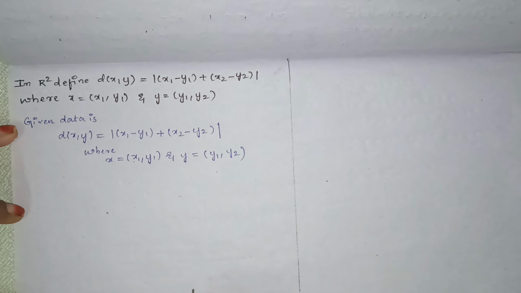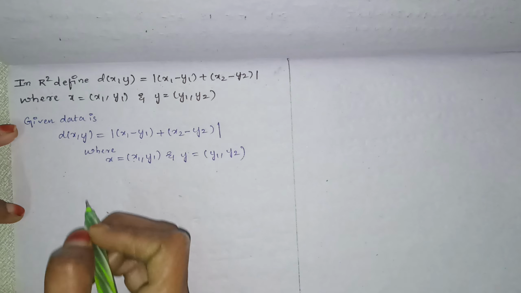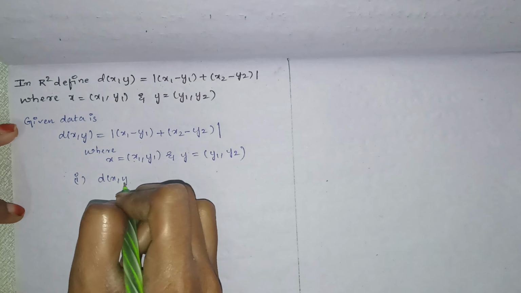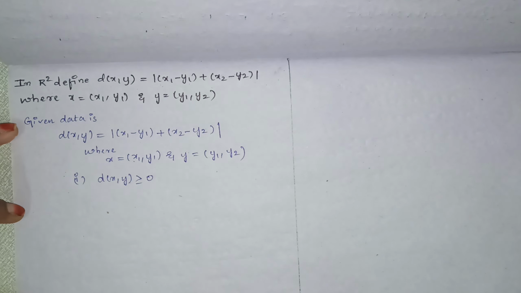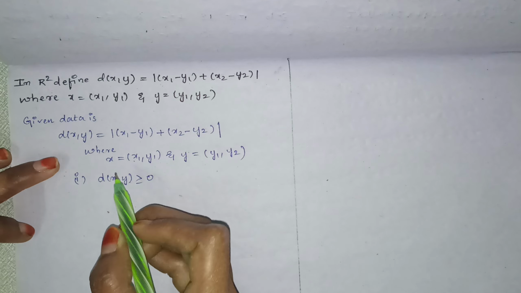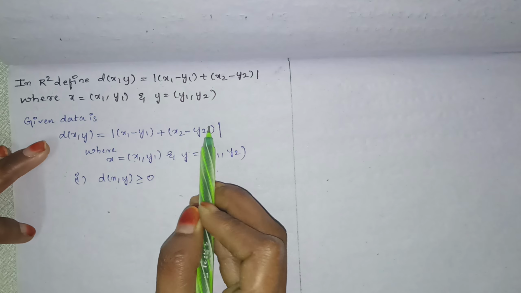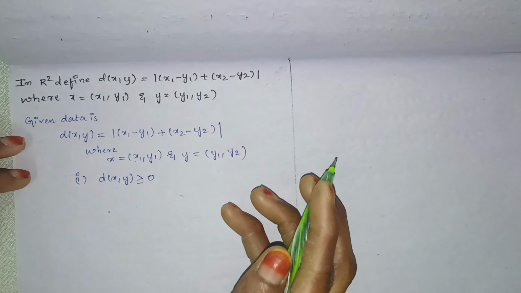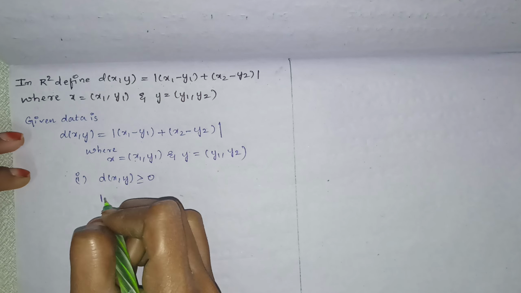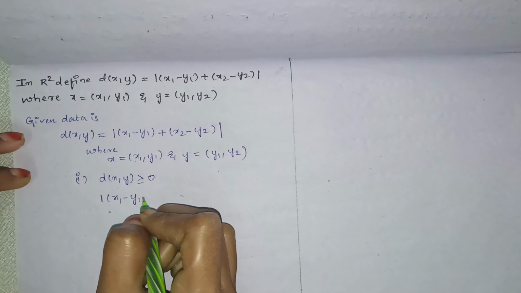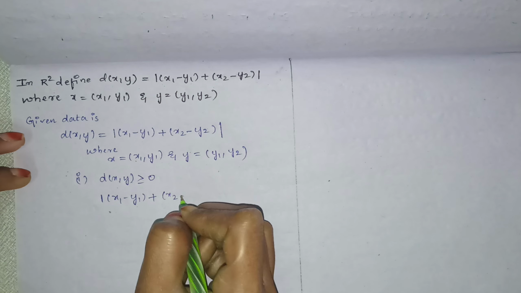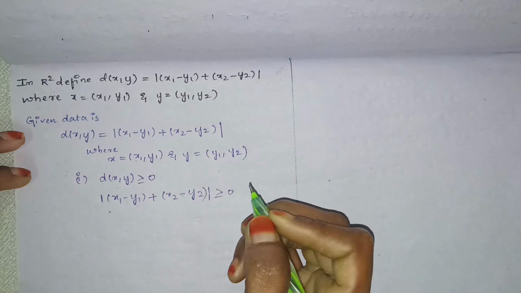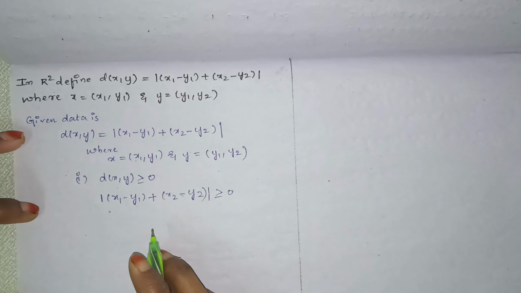So the first condition is the non-negativity property, which is d of x comma y is greater than or equal to 0. Here we have d of x comma y is mod, if you consider this total as x. Therefore, always the mod will be greater than or equal to 0. Therefore, mod x1 minus y1 plus x2 minus y2 is greater than or equal to 0. If you take any numbers in it, it will be very easy.